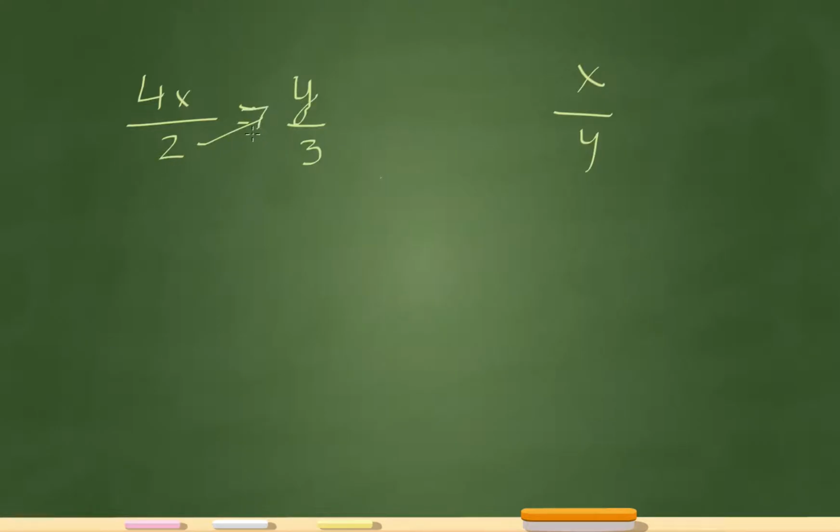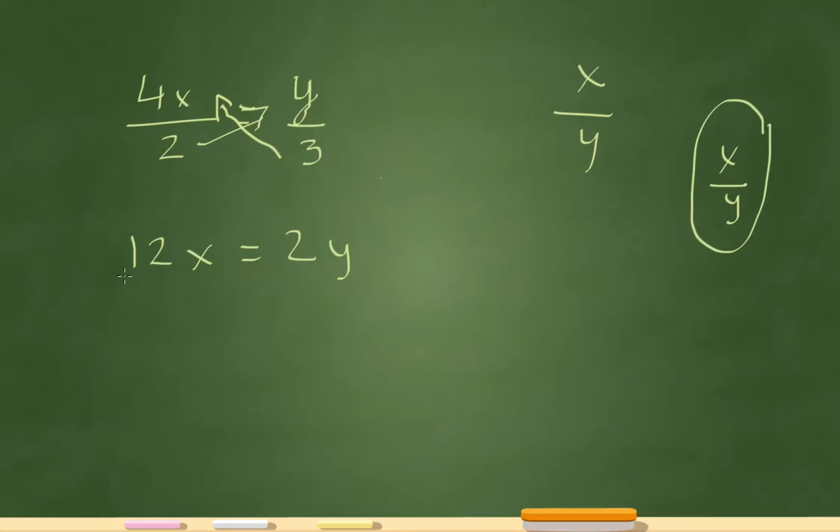So that 2 is gonna get multiplied by that y, and 3 is gonna get multiplied by that 4x. So 3 times 4x is 12x, and 2 times y is 2y. So 12x equals 2y, and my end goal here is to get x over y. So I have told you 12x equals 2y so far. So first thing I want to do is let's get that y down there.